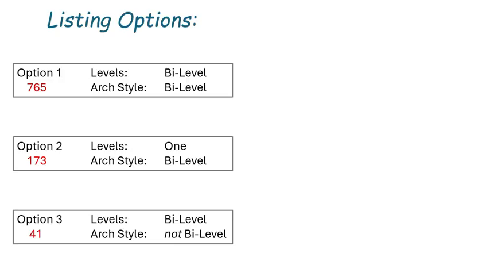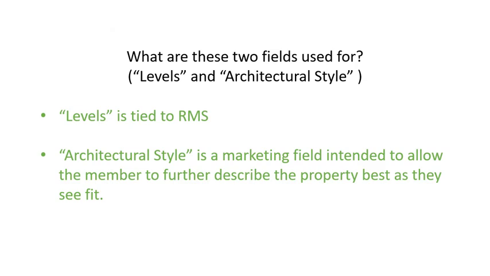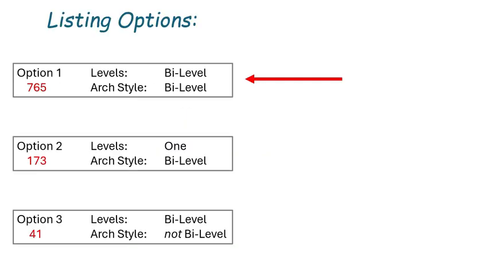Now ironically, this last one here that's being used the least is the one that actually most closely conforms to Pillar 9's guidelines for what these 2 fields are supposed to be used for. Levels is tied to RMS. Fine, that makes sense. Architectural style is a marketing field intended to allow the member to further describe, and those are the key words, further describe the property as best they see fit. Well, doing it this way, which is the most common way, is actually not further describing anything at all. They're just repeating themselves, saying exactly the same thing twice. That's not further describing. This last one is the one that most closely conforms to that.